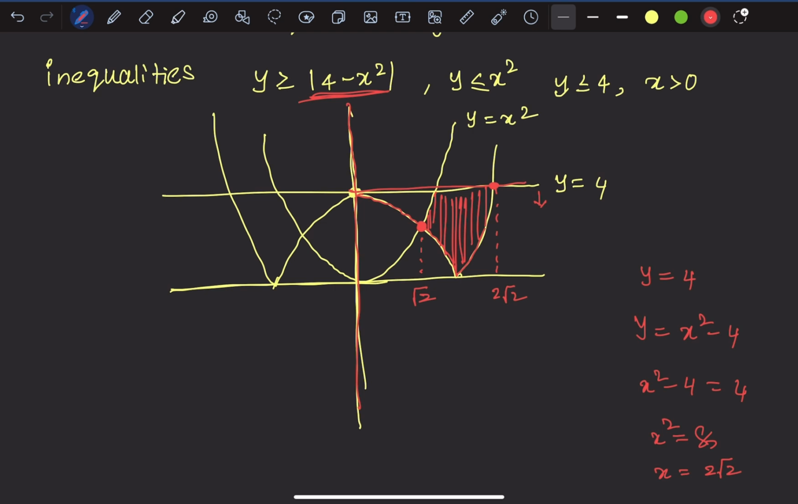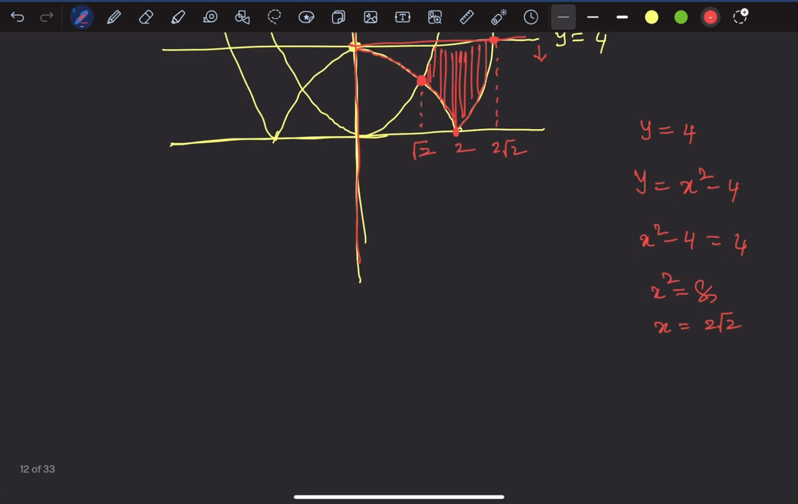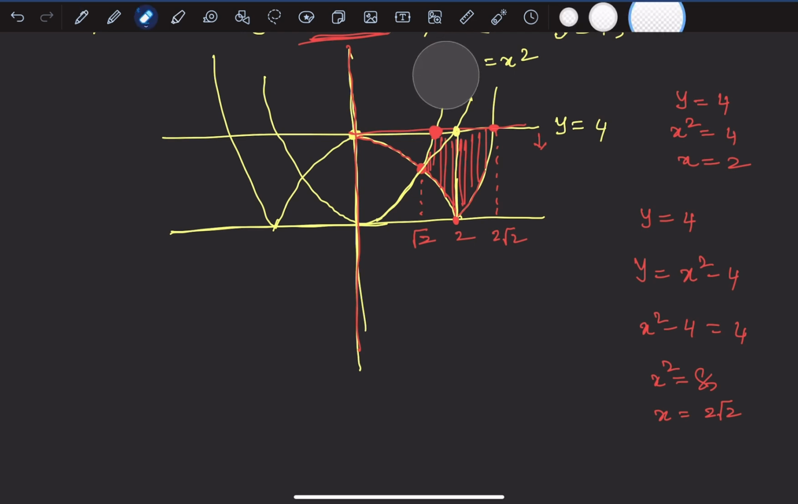Alright, now the area that we have to find out, okay, also this particular point is 2. Alright, so the area that we have to find out is, okay, so let us find out this point as well. So this particular point, so that is y is equal to 4 and y is equal to x square is equal to 4, so x is equal to 2. So actually this is 2, this is x is equal to 2. So the graph looks something like this, x is equal to 2.